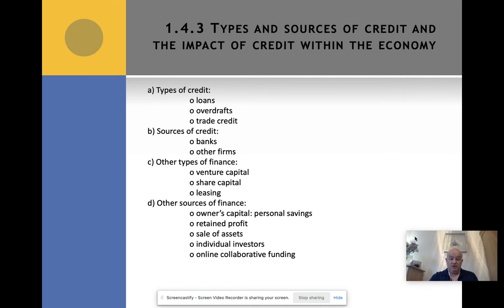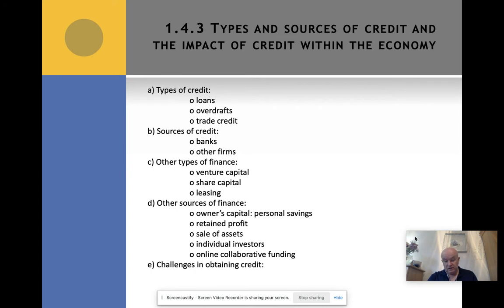One of the things that's grown over the last few years is online options and collaborative funding, crowdfunding, and Kickstarter funding, and various other different companies and brands that are offering that. So that's another potential source of finance for business.